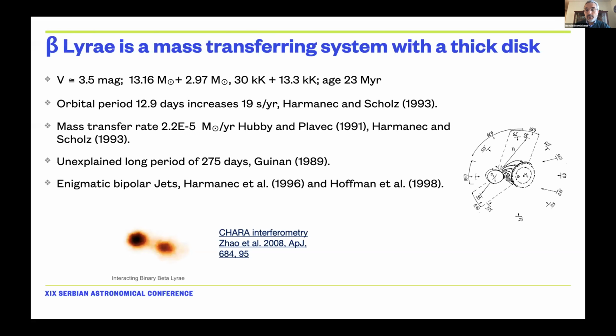Some people, for instance Skulski, in recent years suggest that the donor is transferring mass onto the accretion disk around the gainer through magnetic field lines, because some evidence of magnetism is found in spectropolarimetric data of this system.